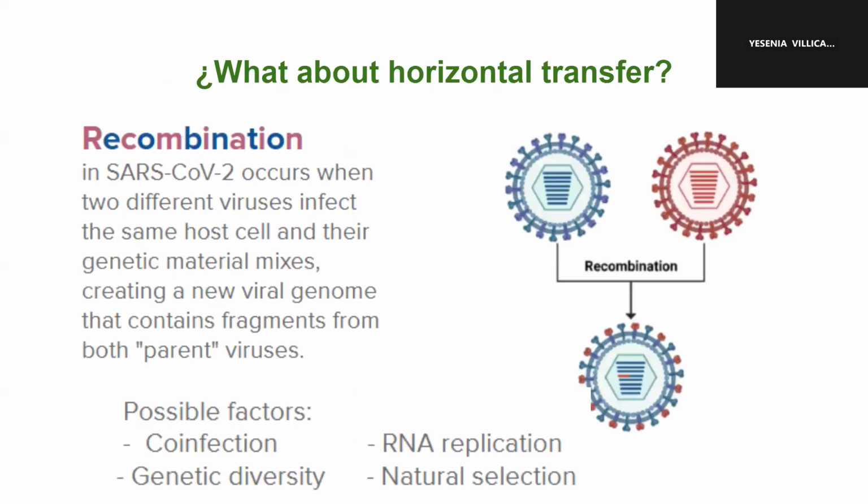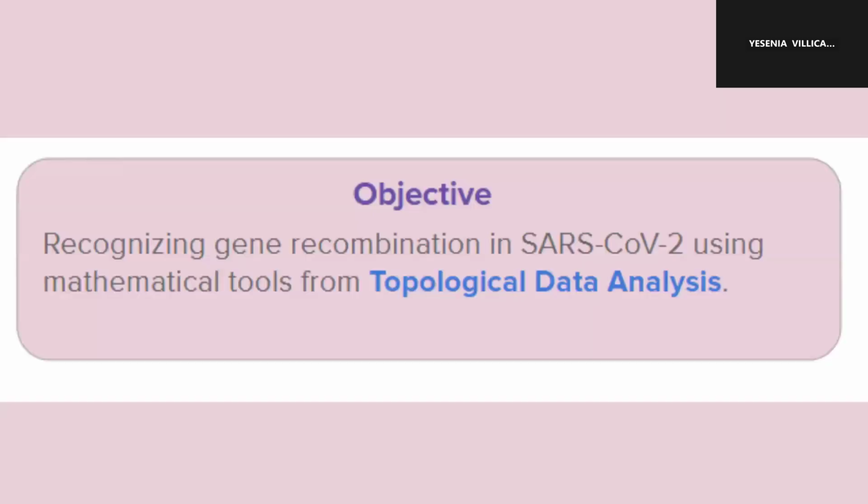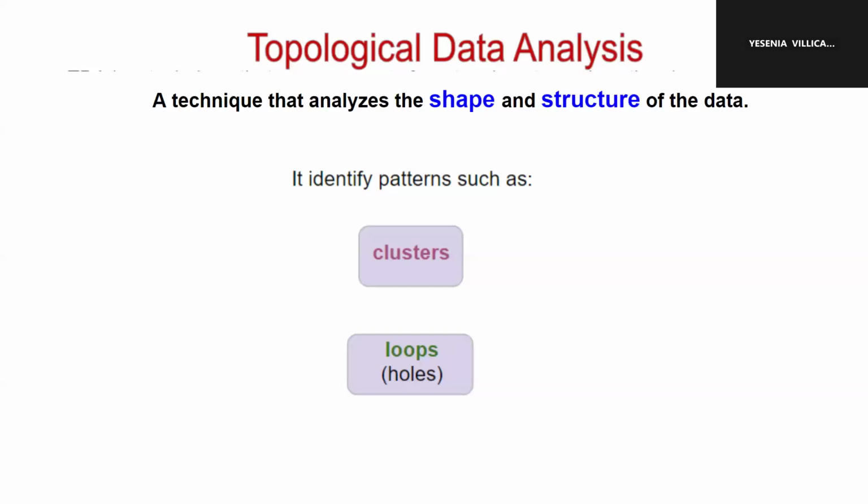One of the ways horizontal transfer appears in SARS-CoV-2 is through recombination, and this occurs when two different viruses infect the same host cell and their genetic materials mix, creating a new viral genome that contains fragments from both parent viruses. Other possible factors are genetic diversity, RNA replication, and natural selection. But then the objective is the following: recognizing gene recombination in SARS-CoV-2 using mathematical tools from topological data analysis.